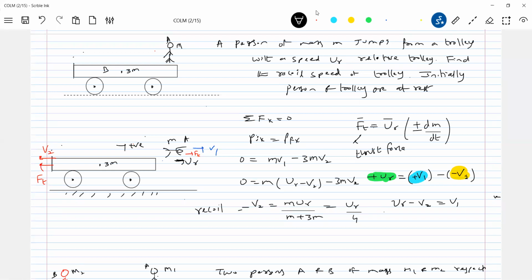This is the recoil speed of the trolley. I have already taken care of the sign in the formula, and I'm also showing it in the diagram: it will be towards left. How do we calculate the velocity of the person? Substitute that value of v2 here and you will get the velocity of the person. So u_r minus u_r by 4 is equal to v1. So what is v1 equal to? 3u_r by 4.